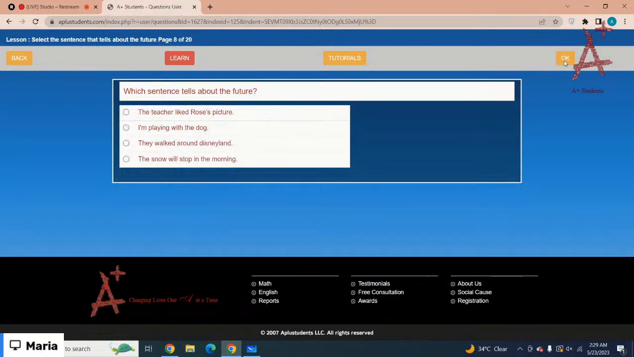Which sentence tells about the future? The teacher liked Rose's picture. I am playing with the dog. They walked around Disneyland. The snow will stop in the morning. It would be the snow will stop in the morning. The one with the word will.